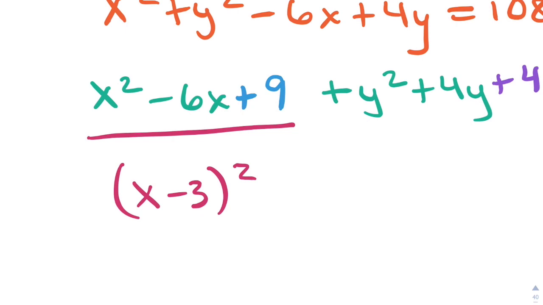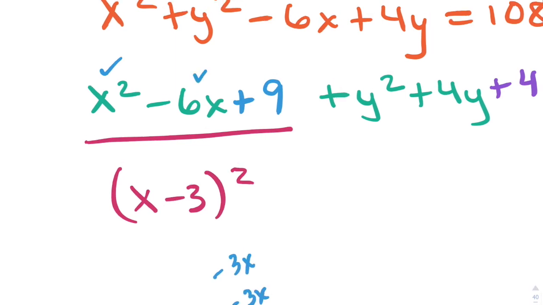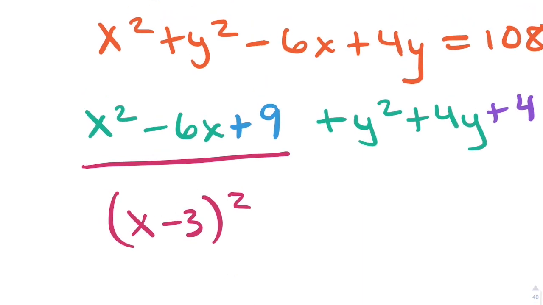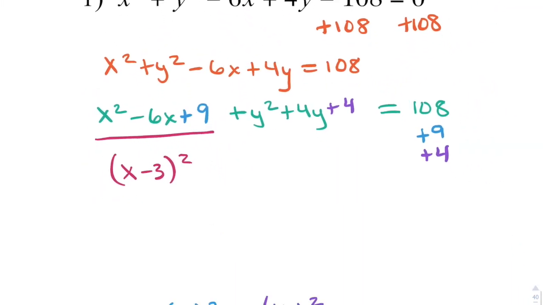X times x is x squared. X times -3 is -3x. -3 times x is another -3x. That's this one right here. That's my 6. And then -3 times -3 is 9. So I did all of the algebra out, but it's called completing the square. So that worked out really nicely.